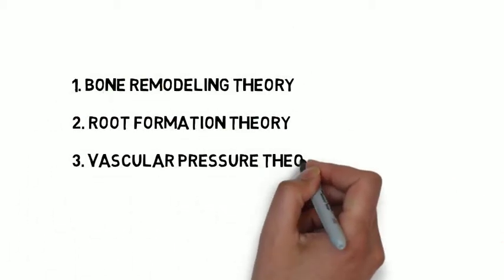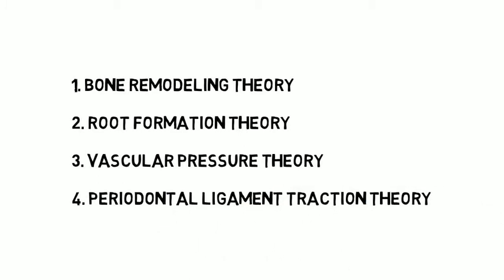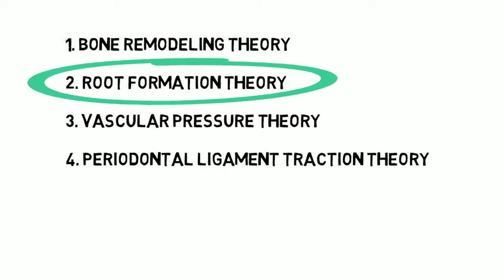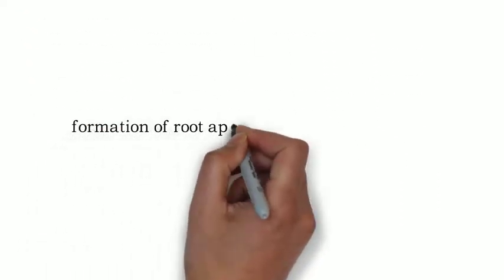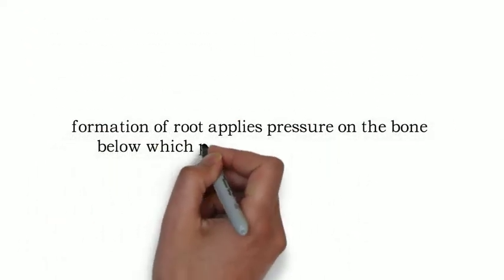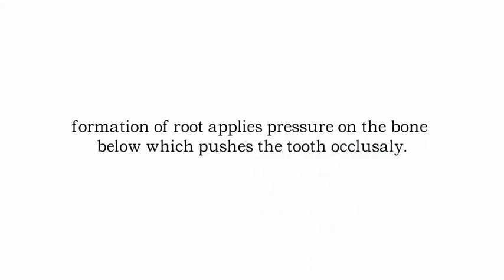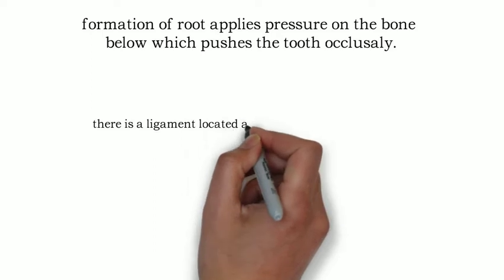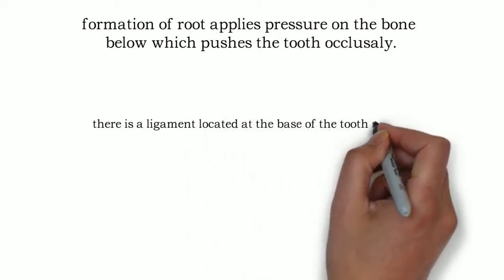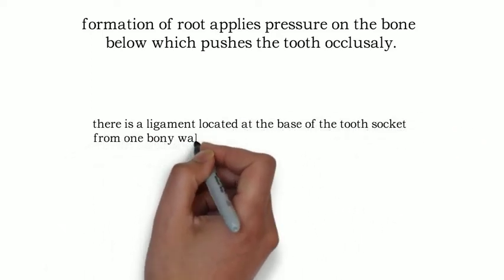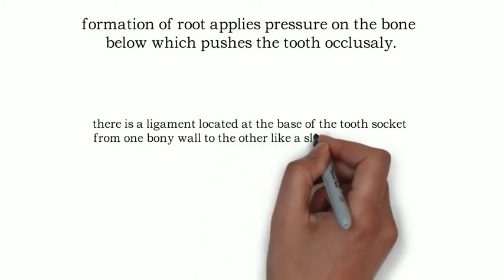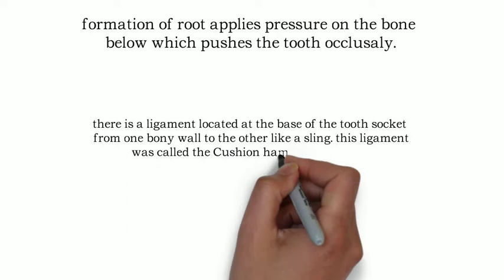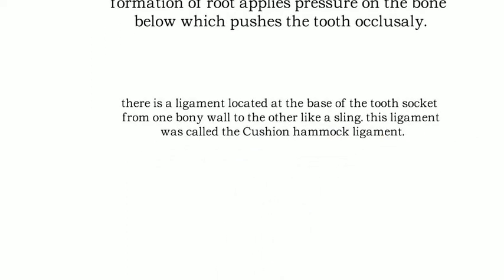Now, coming to the second theory of eruption, that is the root formation theory. According to this theory, formation of root applies pressure on the bone below, which pushes the tooth occlusally. Now, according to this theory, there is a ligament located at the base of the tooth socket from one bony wall to the other like a sling. This ligament was called the cushion hammock ligament.